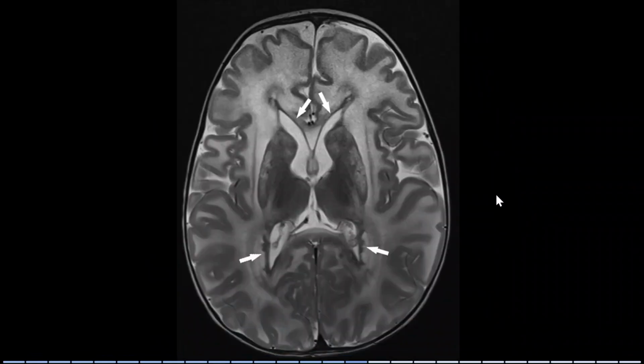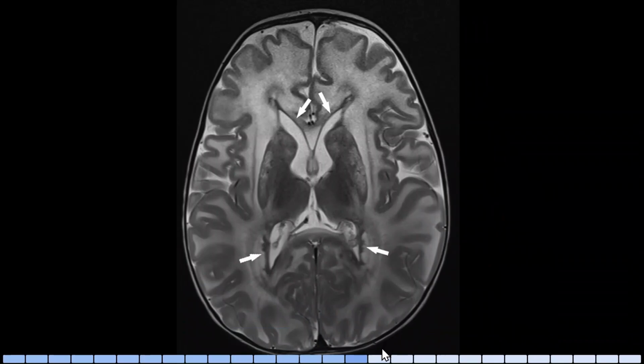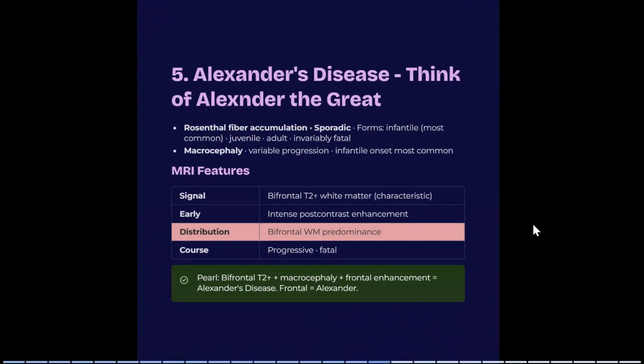Now let's see another MRI, and in this MRI, basically we are seeing that the T2 hyperintense signals are more prominent and predominant in the frontal cortices bilaterally, almost symmetrically. So what could it be? Whenever it comes to frontal bilateral disease on MRI in a child, think about Alexander's disease. So think of it like Alexander the Great, and he was famous, and he used to lead from the front.